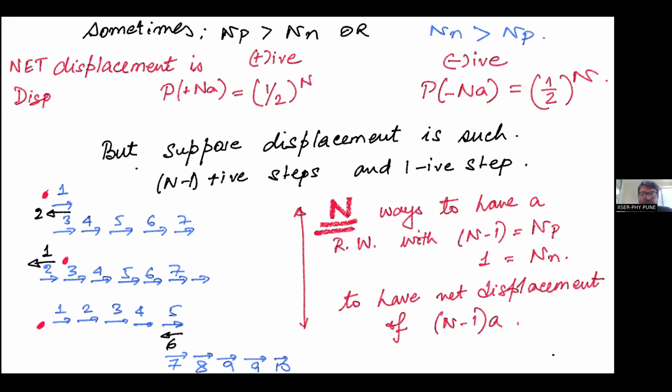But the point is, as we already said, sometimes NP is greater than NN, sometimes NN is greater than NP.